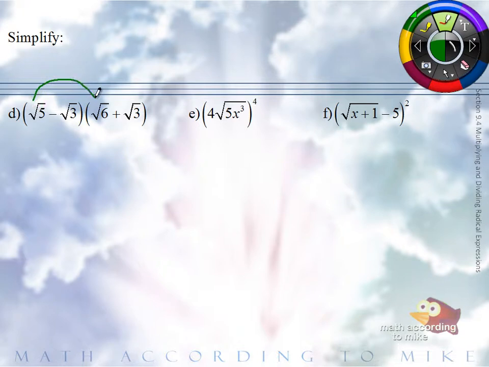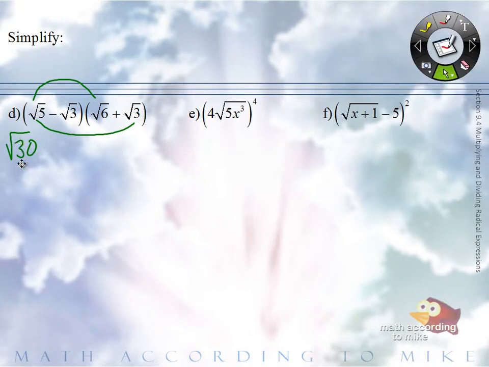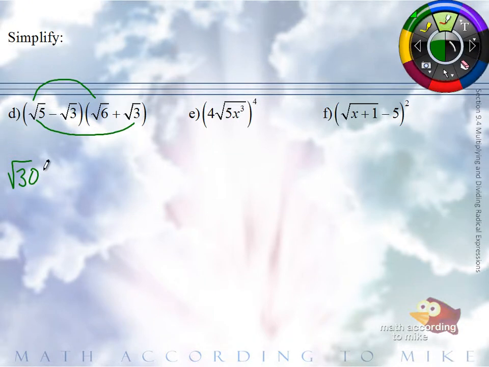What does first give you? What is square root of 5 times square root of 6? Square root of 30. Outer, square root of 5 times positive square root of 3. Square root of 15. Inner, negative square root of 3 times positive square root of 6. And lastly, negative square root of 3 times positive square root of 3. Negative square root of 9.